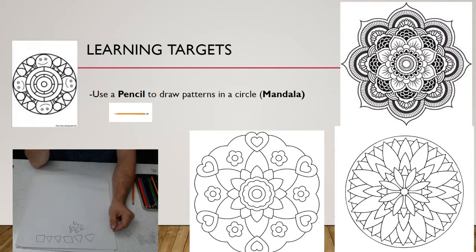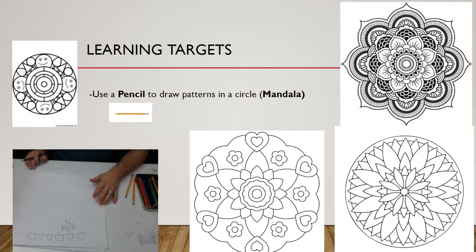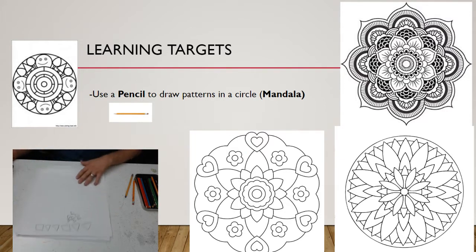Like a lot of our clothes have patterns. I wonder if the clothes you're wearing have a pattern on them. Do they have stripes that are repeating over and over? That could be a pattern. There's all kinds of patterns. So what this says is use a pencil to draw patterns in a circle, and that's called a mandala, right? So let's talk about what that means and how to do it.